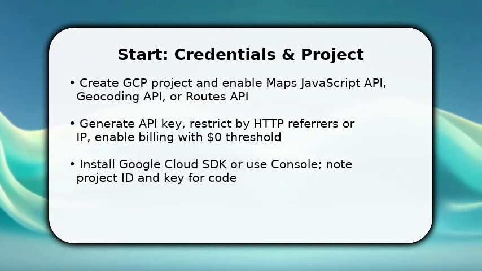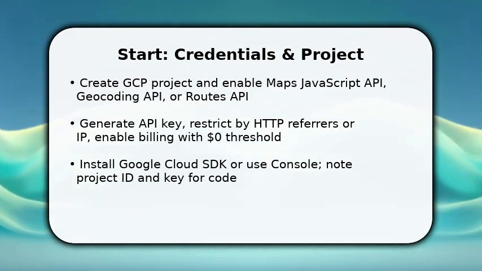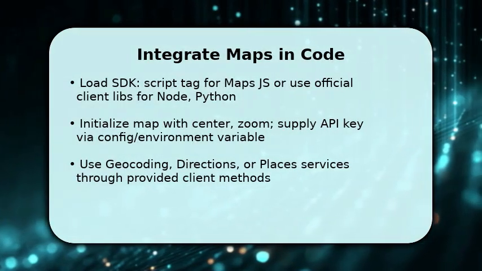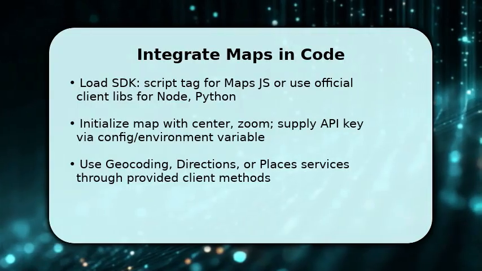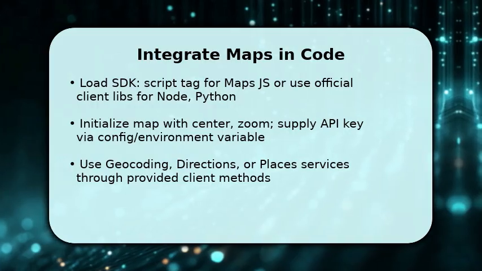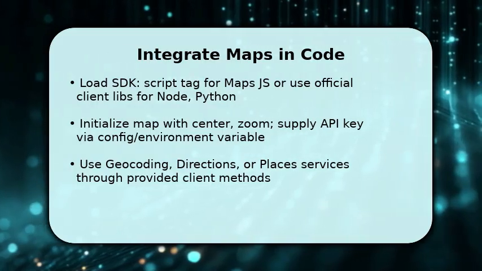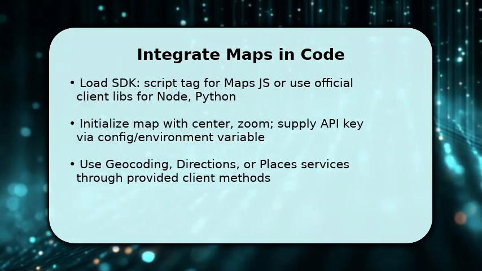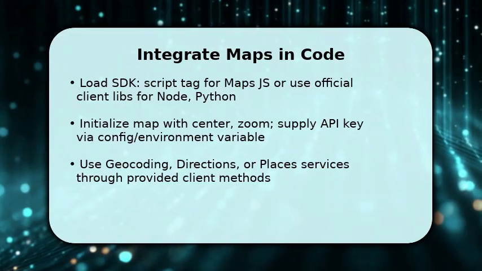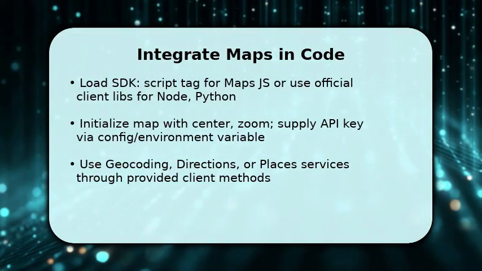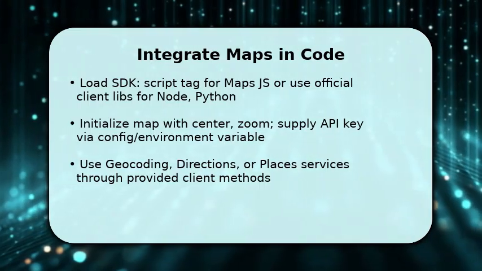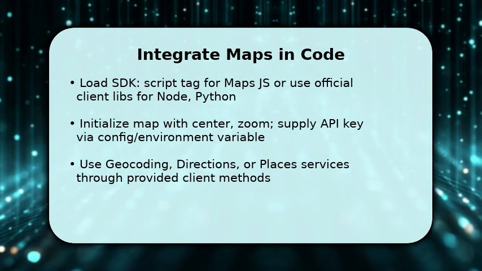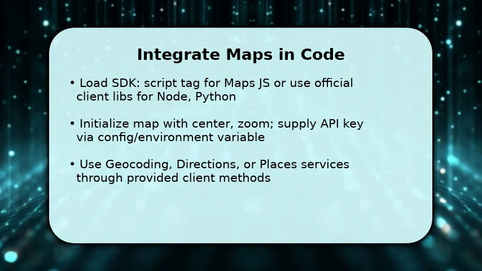moving to implementation. Now you integrate the Maps API into your app. Load the Maps JavaScript SDK with your API key or install the server SDK for Node/Python and set the key in env-vars. This avoids hardcoding. Initialize the map with a center coordinate and zoom, then call services: geocoding to translate addresses, directions for routes, places for search. Use promises or async/await to handle responses, and parse results for lat/lng, bounding boxes, and polyline data to render on the map. Finish by hardening and monitoring your integration.